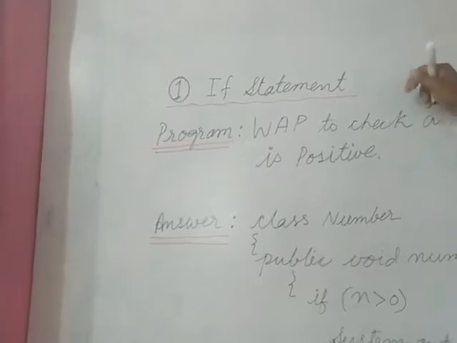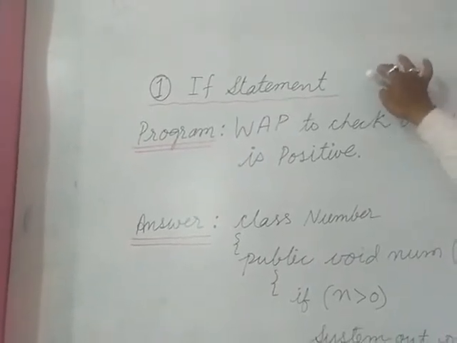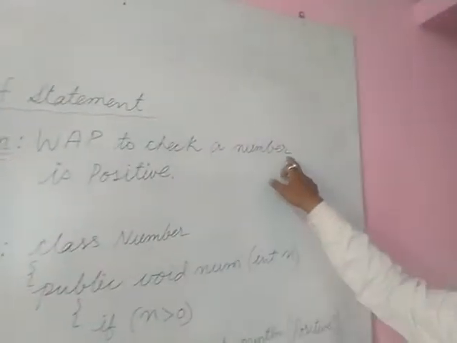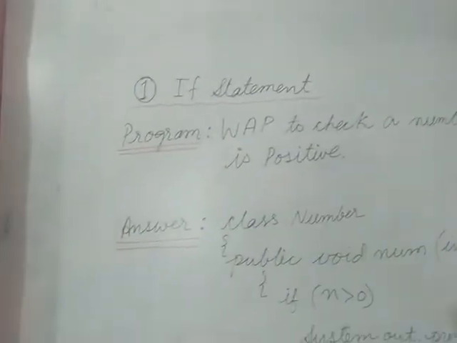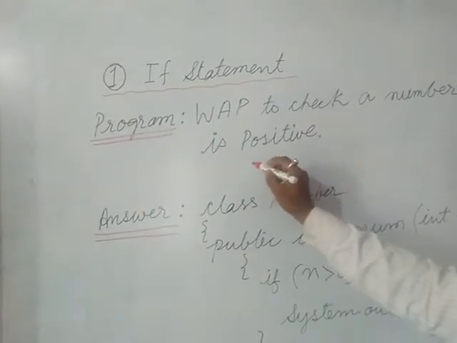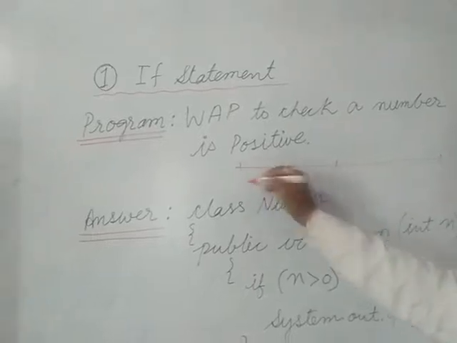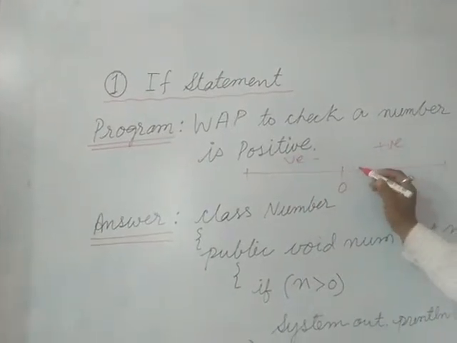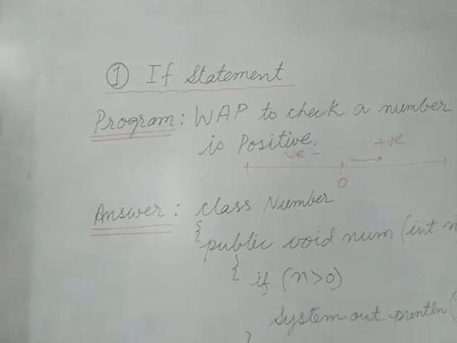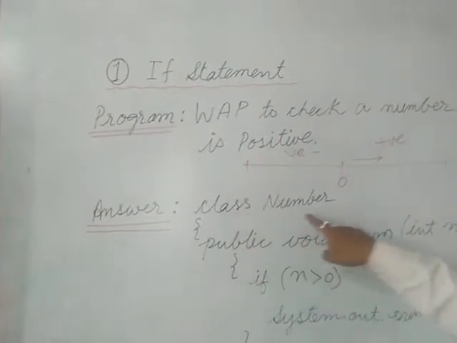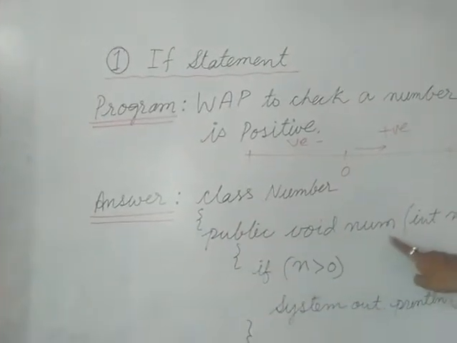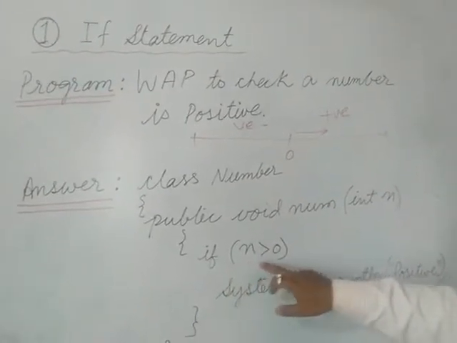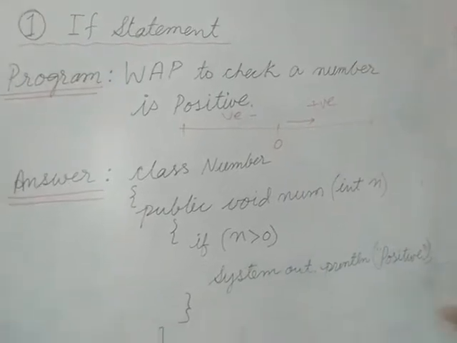Okay, dear students, now the first point, the if statement. This can be explained only with the help of a program. The program is: write a program to check whether a number is positive. To check this, if we look at a number line, 0 is here, here is the positive side, and here is the negative side. So if a number is greater than 0, it is positive. I have given the class name as Number, curly bracket open, public void num. Here is the number input. Here is the if condition: if the number is greater than 0, System.out.println positive.